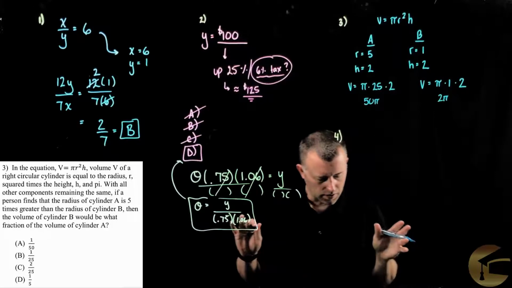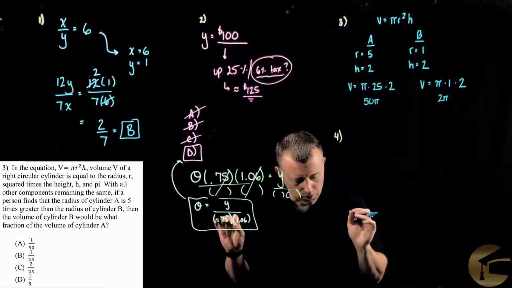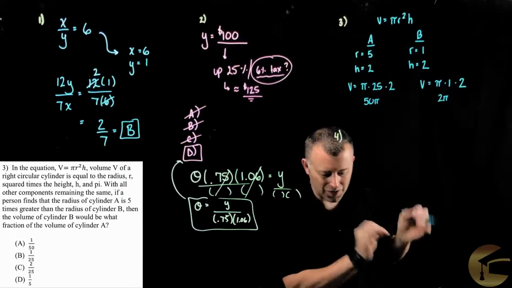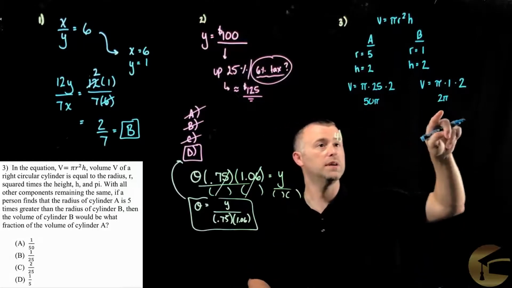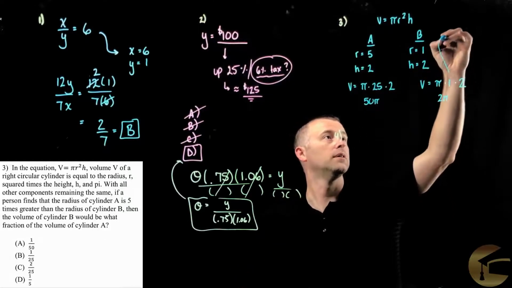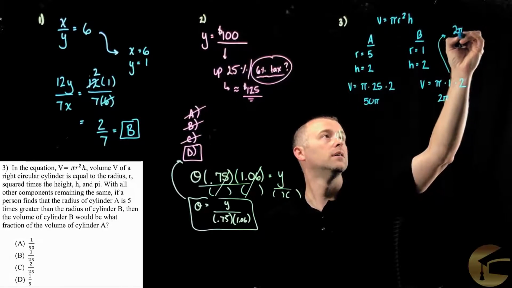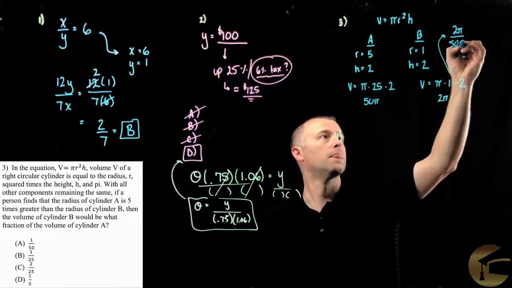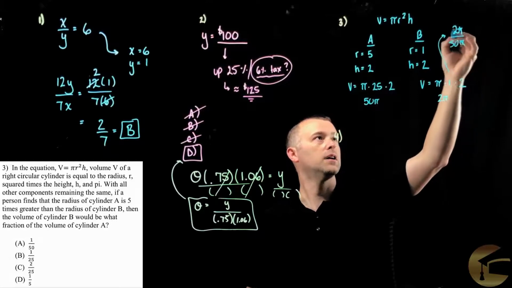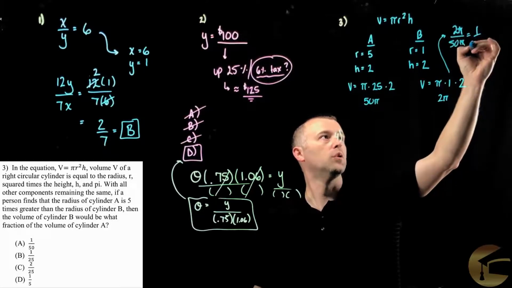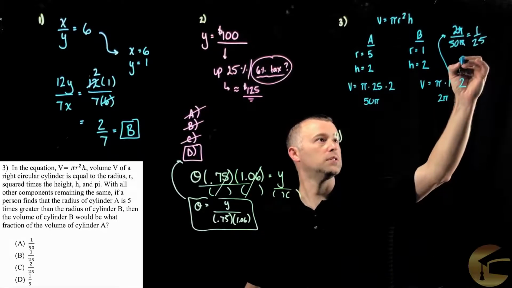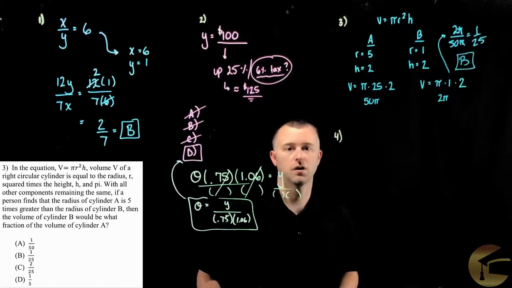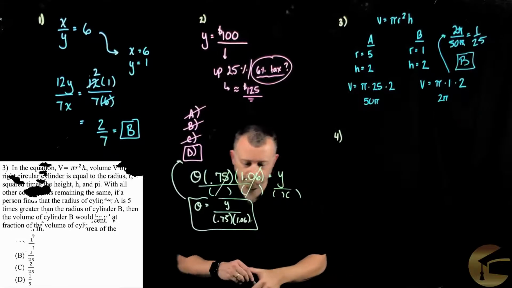The volume of cylinder B is what fraction of the volume of cylinder A. So we're going B divided by A. So I'm going to come up here. I'm going to go B divided by A. The pi's cancel. 2 over 50 is 1 over 25. And then 1 over 25 is answer choice B. So that's going to be your answer for number 3.